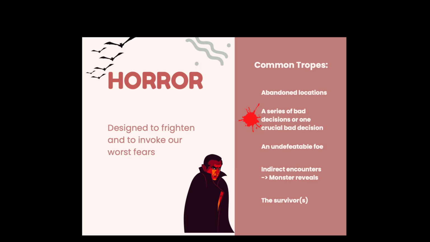In addition to the abandoned location, we also have a series of bad decisions or one crucial bad decision. A crucial bad decision could potentially be splitting up if you're in a group, but that could also be the first of a series of bad decisions that leads one or more of the people in the film towards doom and destruction.